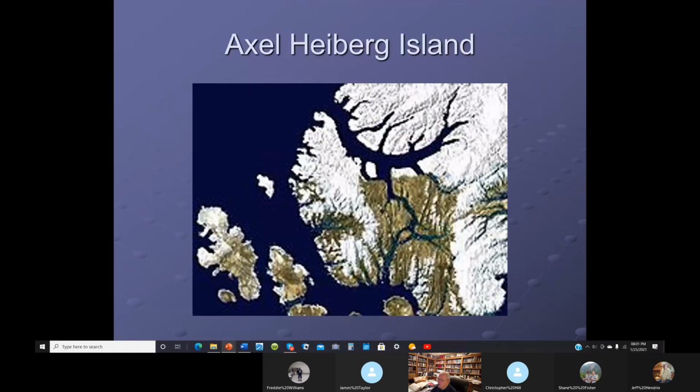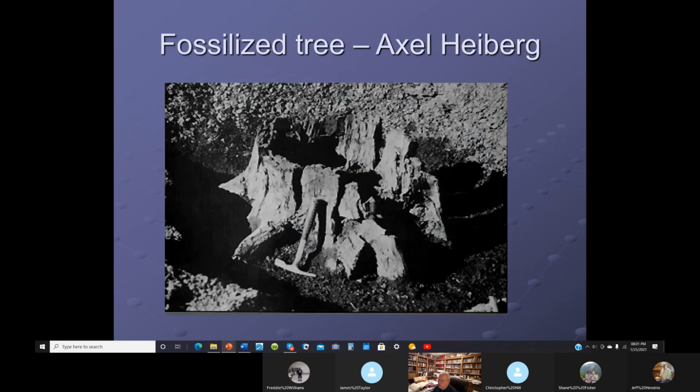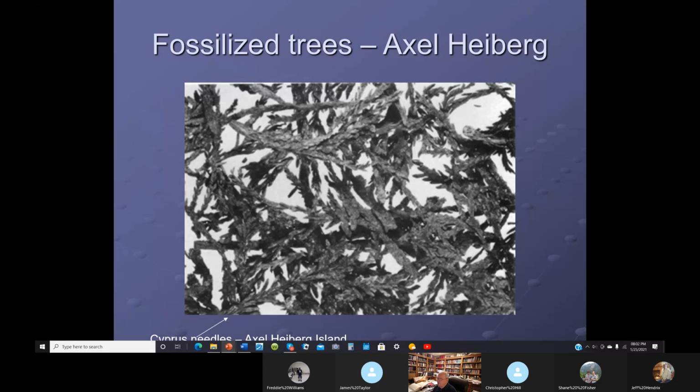Here's a picture from space of Axel Heiberg Island, and that's what it looks like from space. Here's another picture of Axel Heiberg, best shot I could get of it. Doesn't look like much is growing there now, but there's a lot of soil and rocks and so forth. Here's a tree stump, a fossilized tree in Axel Heiberg Island. There are some fossilized tree branches.